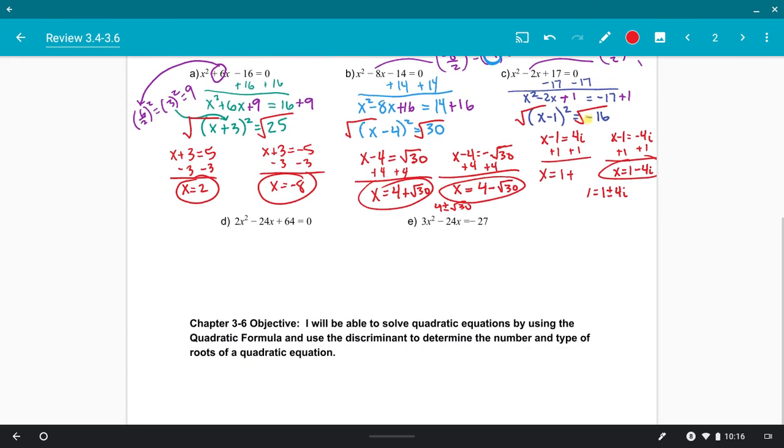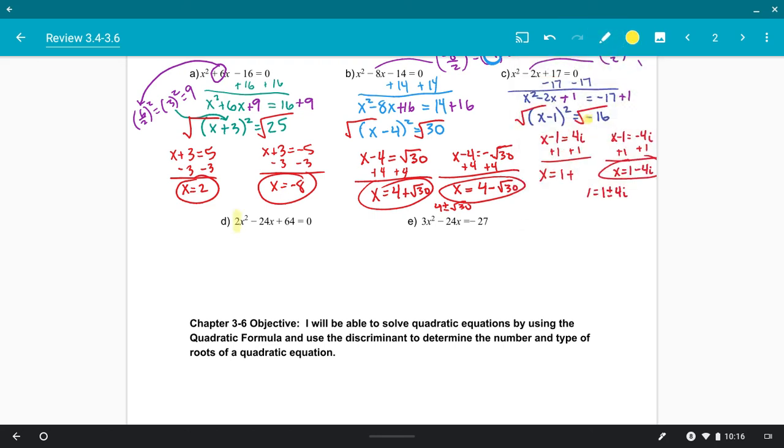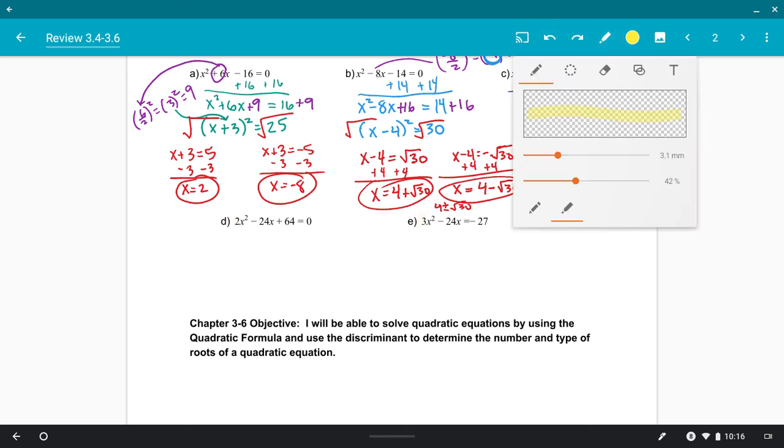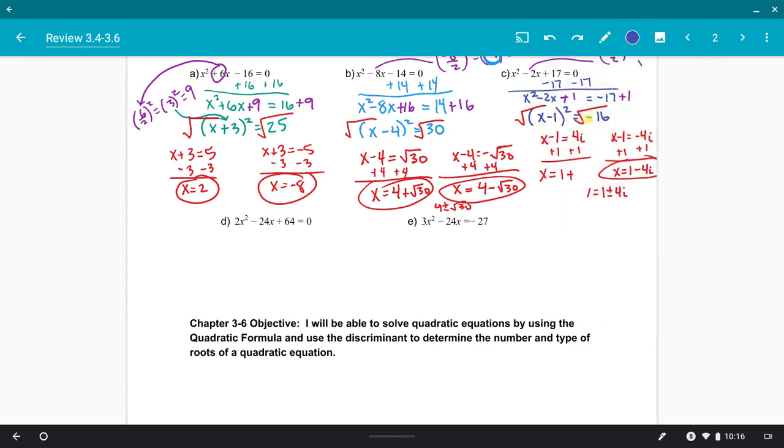All right. So we have two more. These ones are a little bit different. The biggest reason, or I guess the only reason really, being they have different coefficients. So it's just going to be handled slightly differently, but a majority of the process will be just the same. So first thing we would still do is take away 64 to move that. So we get 2x squared minus 24x, leave a gap, equals negative 64.